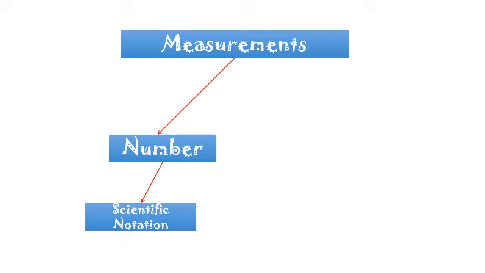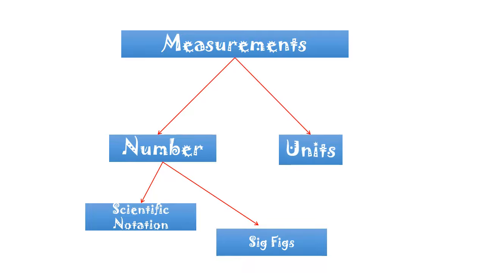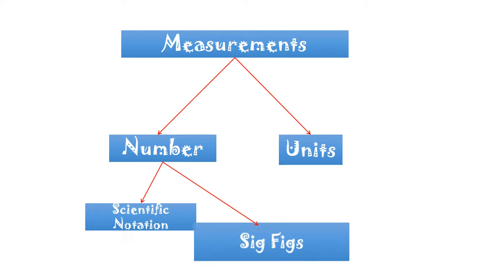The other part of numbers that we need to consider are what's called sig figs, or significant figures. And then we'll get back and talk about the units and put them both together. First, let's talk about significant figures.